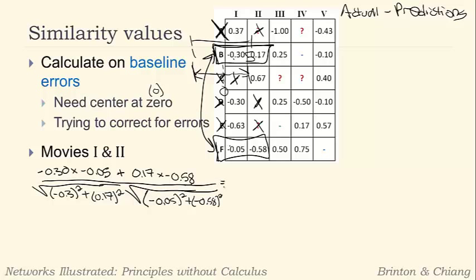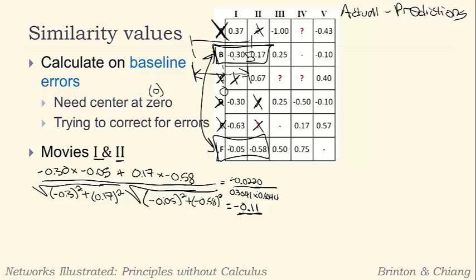Then if we do this out, we get negative 0.0220 over 0.3041 times 0.6044. Right, so this whole top right here comes to this, and this comes to this. And then that is equal to negative 0.11. Okay, so the cosine, or the similarity between movies 1 and 2, is negative 0.11.